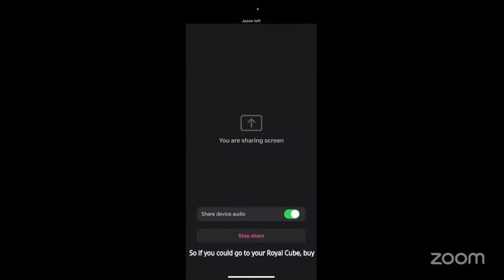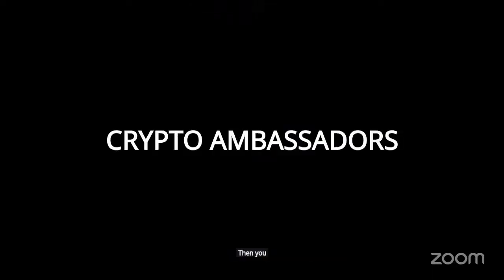So if you could go to your Royal Cube, buy a coin and pause it, then you will not regret your decision. Am I clear? Okay. So you have two choices. You can go long term by pausing the coin. That is number one. Number two, you can go long term by using RSI on cycle. Am I speaking to somebody?